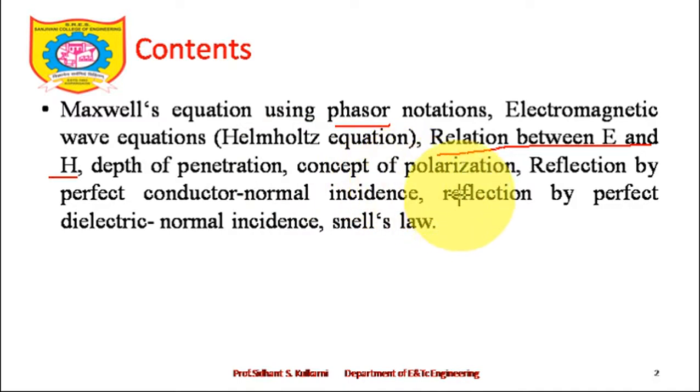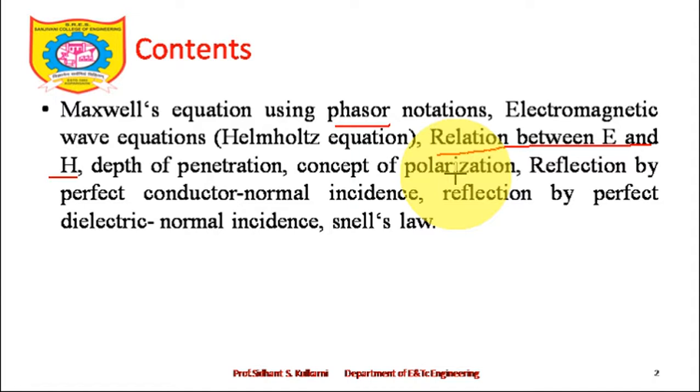Concept of polarization. Polarization in the unit number 2, polarization in the dielectric and wave polarization are two different things. Usually students are confused about that, but see, polarization in the wave, if this question is asked related to unit number 6, it's definitely related to the wave polarization. We will see 3 types of polarization. Then reflection by perfect conductor normal incidence, reflection by perfect dielectric normal incidence, and finally Snell's law.